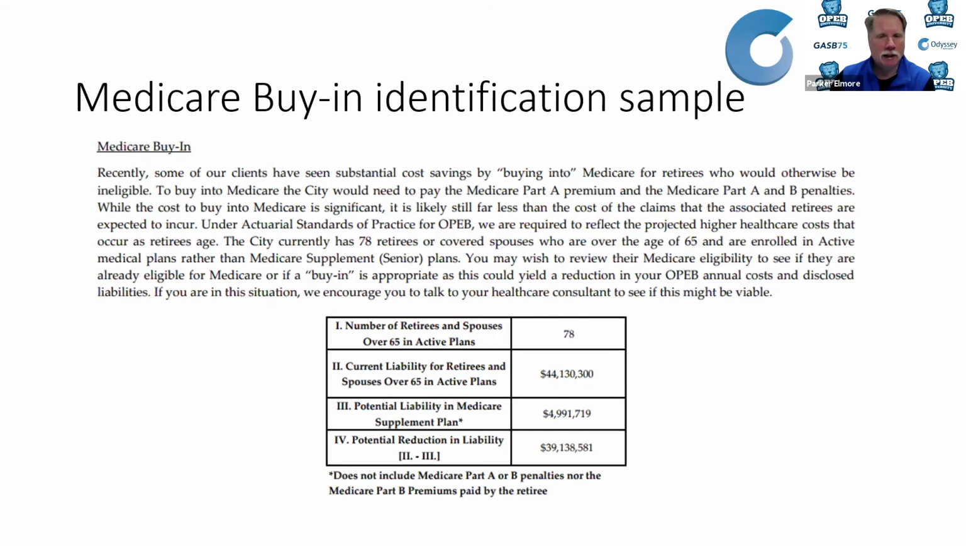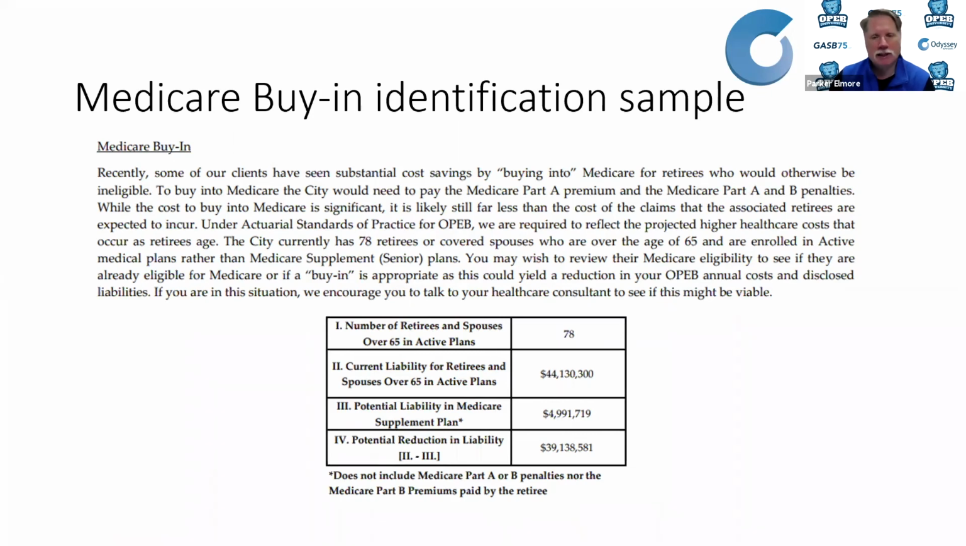This slide is something that comes out of our report. If you're an Odyssey client, you've seen this slide before. In this case, this client has 78 retirees and spouses over the age of 65 who are still in active plans. For those 78 people, it's about a $44 million liability. Had those people been in Medicare, it'd be closer to a $5 million liability. So they have a potential $39 million in savings before the penalties.